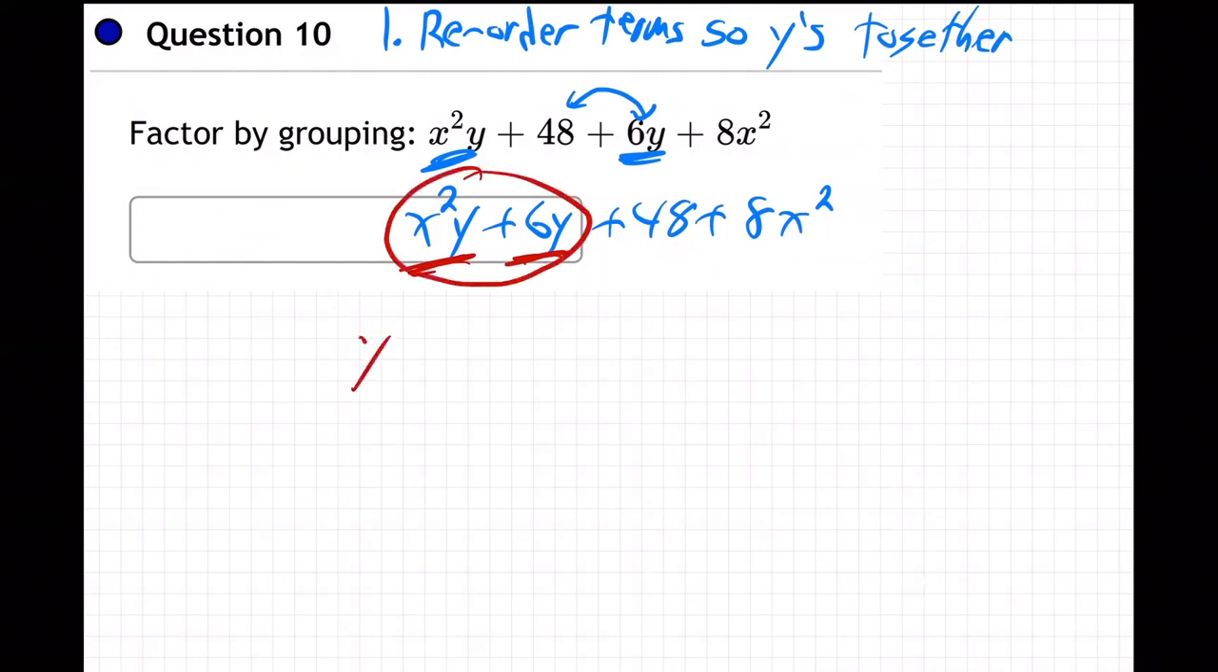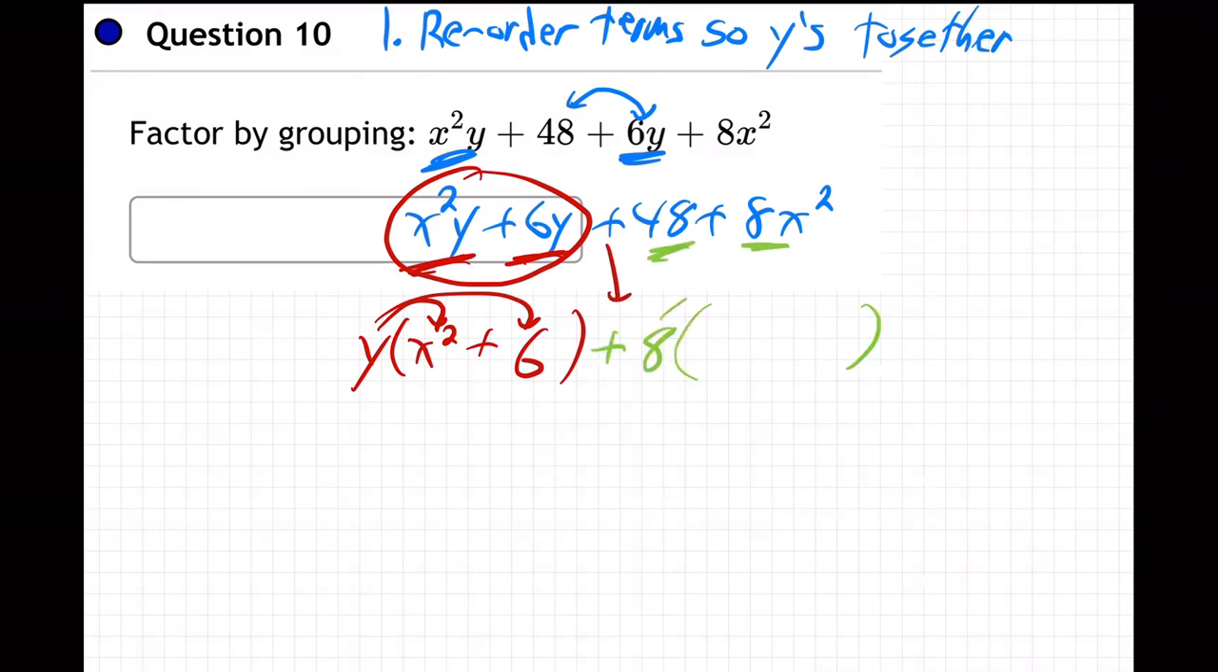What do they have in common? You take out that y. And it's y times x squared. And it's y times 6. Bring down that plus sign that's in the middle here. So plus. And then what do these 2 terms both have? 8. 8 goes into 8 and 48. 8 times 6 and 8 times x squared. We'll go back. Okay.